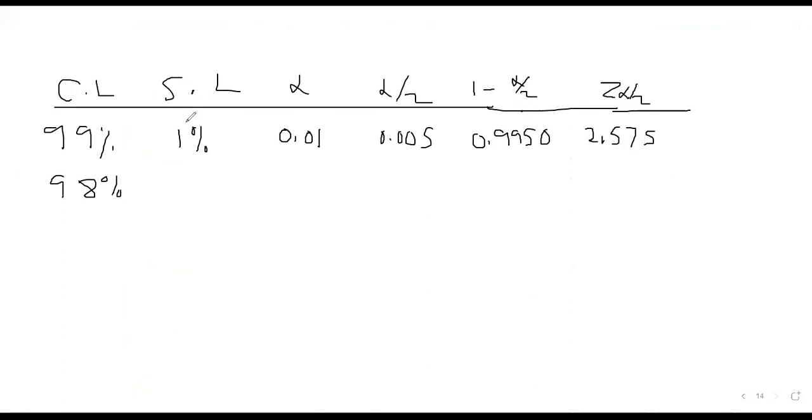Let's try 98%. What's the second step? How do we get the significance level? 2%, right? Yes. Then what do we do to get our alpha? We divide it by 100, so 0.02. And this answer we divide by 2, since it's two-tailed. What do we get? 0.01. Okay, then subtract: 1 minus 0.01.